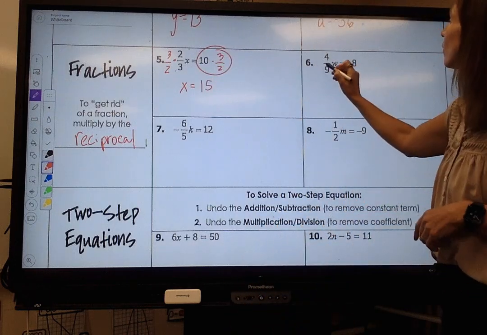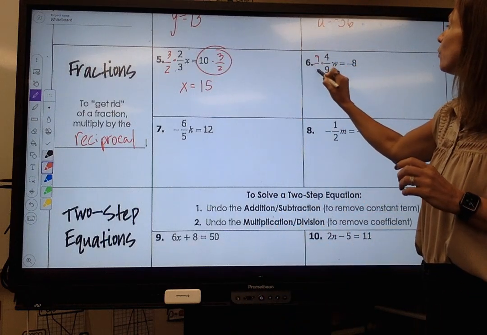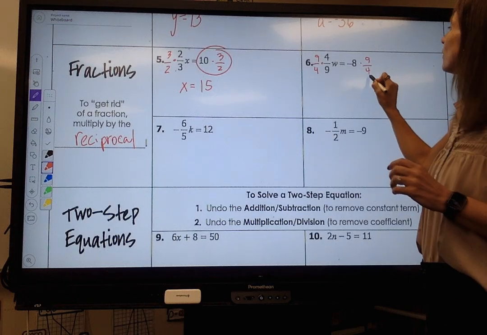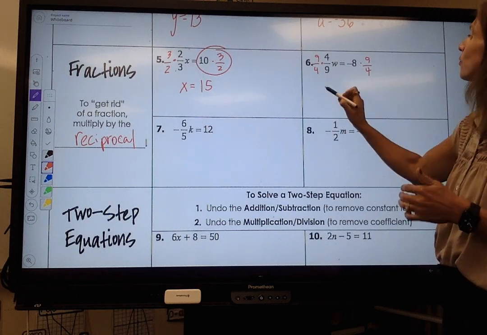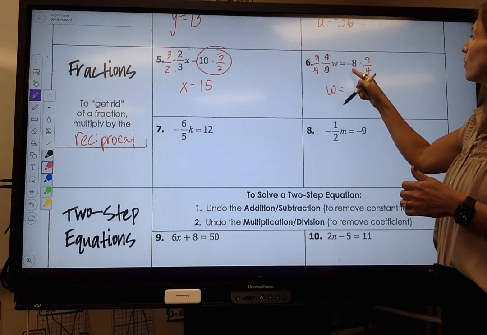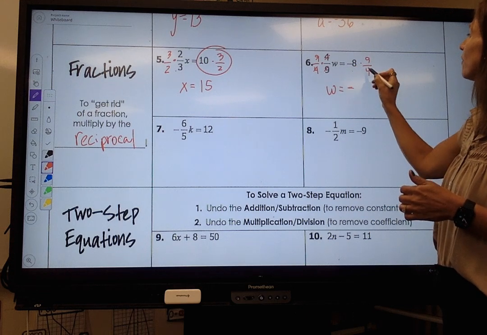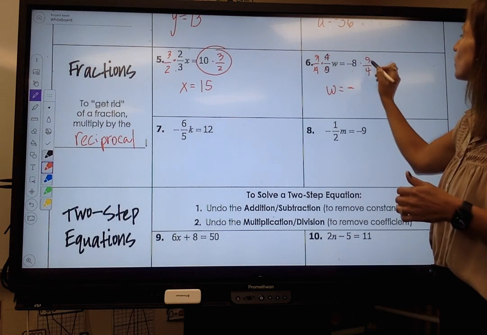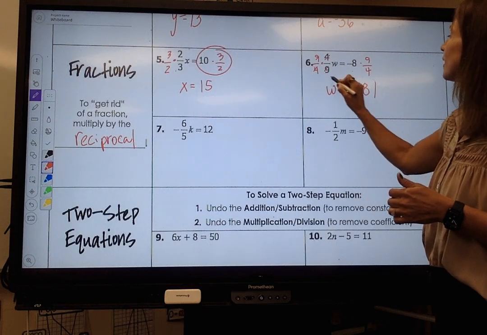Over here, the multiplicative inverse is 9/4. Whatever you do to one side, you do to the other side. These guys cancel out. w equals, you've got a negative going on here. Negative times a positive is a negative. Cross reduce, 2 times 9 is negative 18.